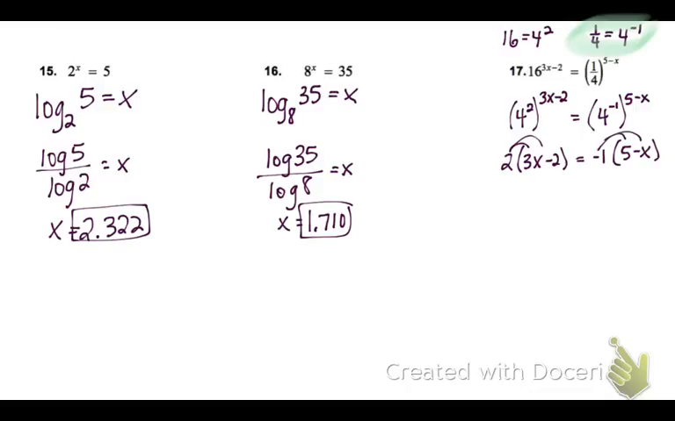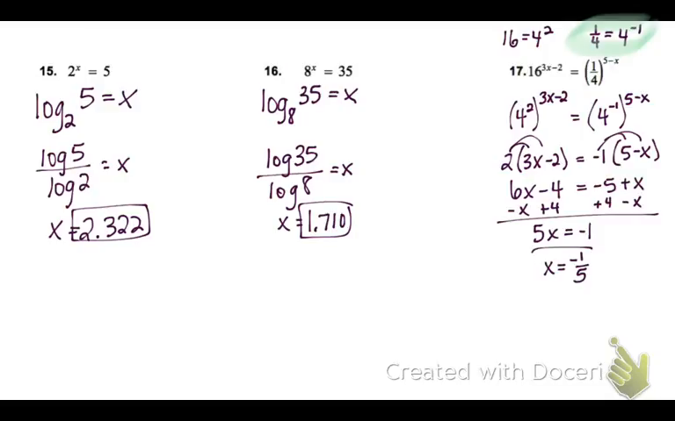Distribute. And now I can get terms on the same side. So I'm going to subtract my x over and add my 4 over. Divide both sides by 5, and we get x equals negative 1 over 5.